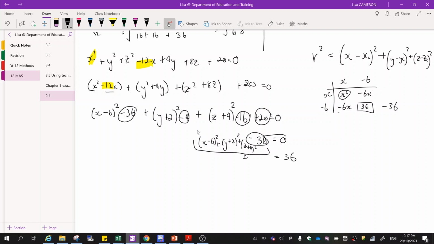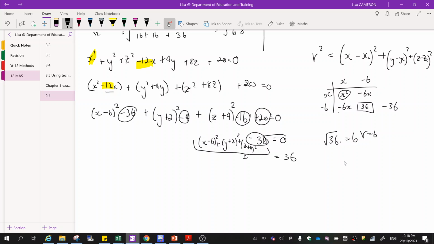Now, if it did ask you what the radius was of this sphere, all I'd have to do is square root the 36, and then that would give me that the radius is equal to 6. It does actually ask me to do that. Isn't that amazing? Well, lucky for us.